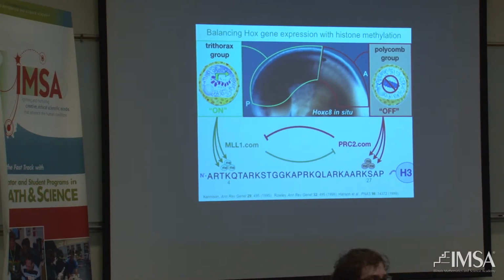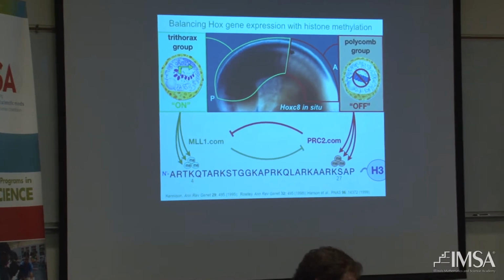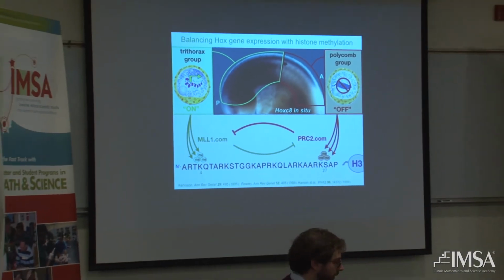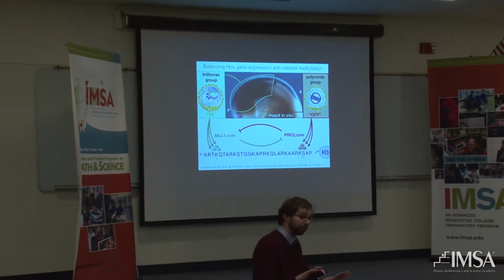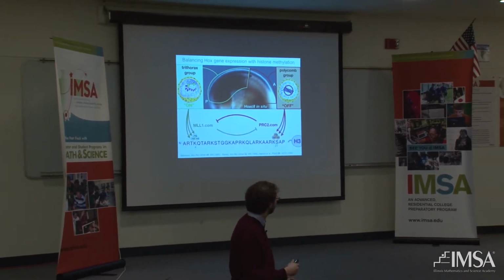Well, it turns out they're regulated, largely speaking, by histone modifications rather than by traditional transcription factors themselves. The Hox genes themselves are homeotic, sort of pleiotropic transcription factors that control a number of genes involved in body segment identity. But how are the Hox genes themselves, in turn, regulated?